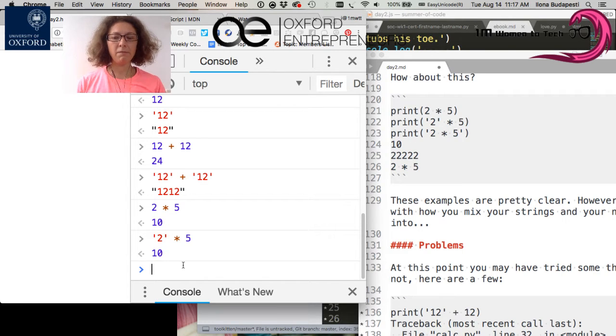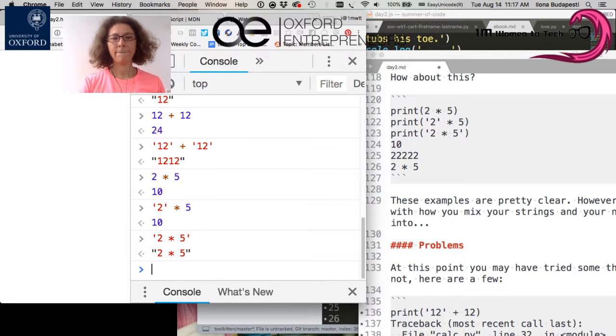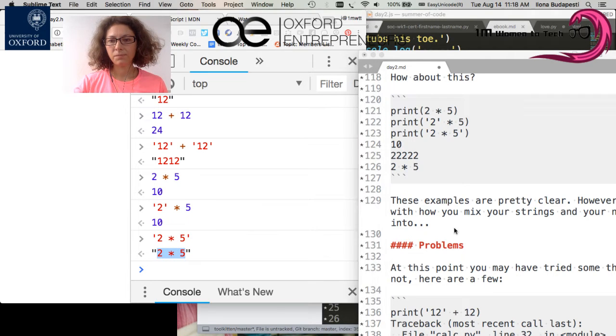Okay, and how about if we print something like quotation marks 2 star 5? We just get it as a string. It's the digit number 2, then a space, then a star sign, then a space, then the number 5 sign. So these are individual strings.